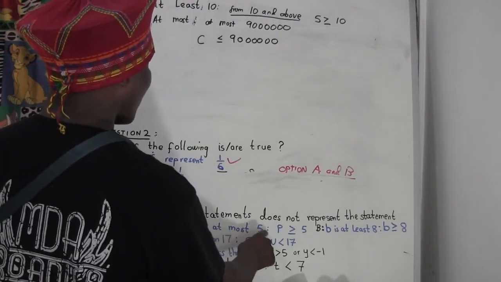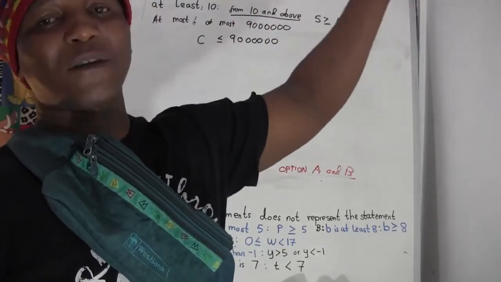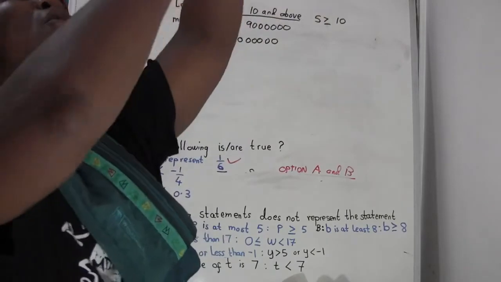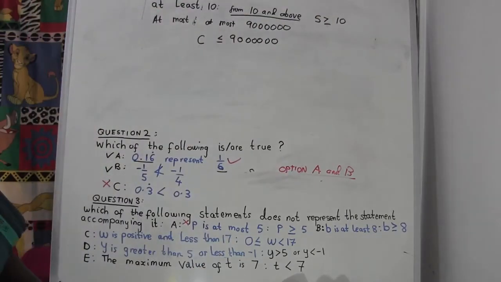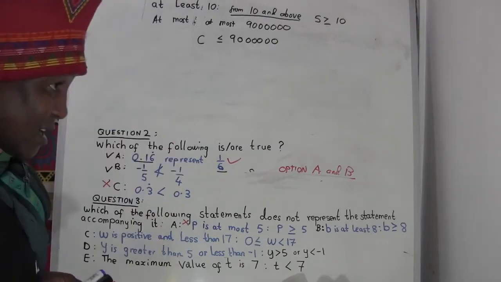P is at most 5. What does that mean? Means not more than 5. At most means 5 and less than 5. You can't go over the limit of 5. At most, the most is only 5.